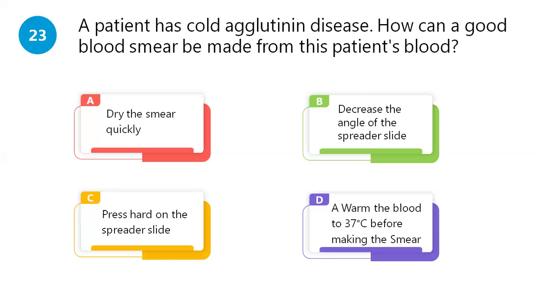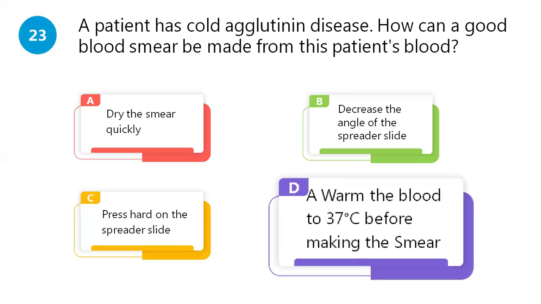What is cold agglutinin disease? It is a rare autoimmune disease characterized by a high concentration of circulating cold-sensitive antibodies. These are generally IgM autoantibodies, active at temperatures below 30 degrees centigrade. When the temperature is below 30 degrees, they act against the RBCs, agglutinate with them, and cause destruction of the RBCs. So how is the blood smear prepared in this case? The right answer is to warm the blood to 37 degrees centigrade before making the smear.